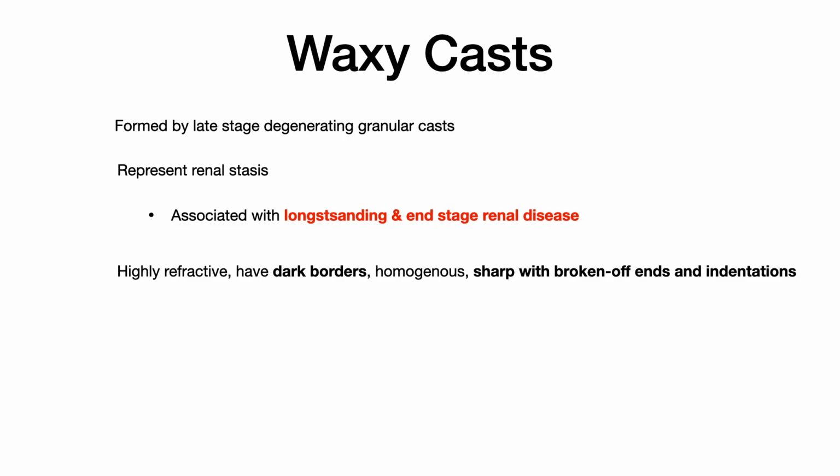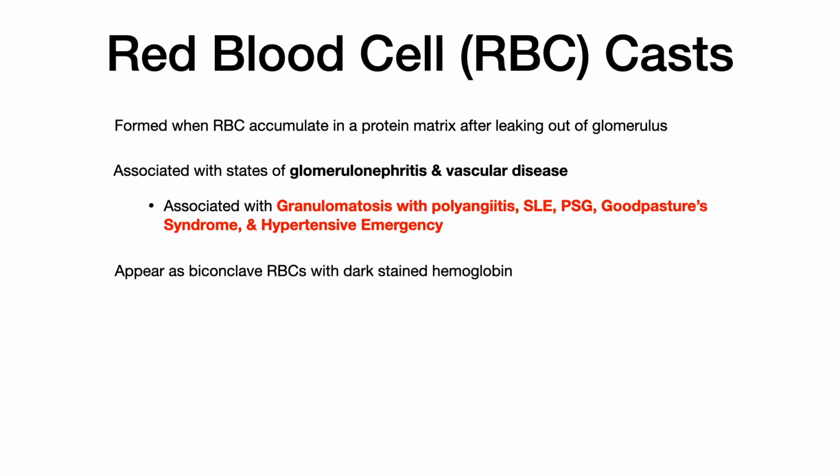How this looks is it's highly refractive with dark borders, it's homogeneous, and it has, quote, sharp, broken off ends and indentations. That's a buzzy description, because no other cast looks like that. So if you see anything about being sharp or broken or indented, that's waxy. That's going to wax. So these are waxy casts. Not a whole lot to know here other than waxy equals long-standing kidney disease. So less of an acute pathology, more of your elderly patients who have CKD stage 3, 4, 5, that sort of thing. Now let's talk about red blood cell casts.